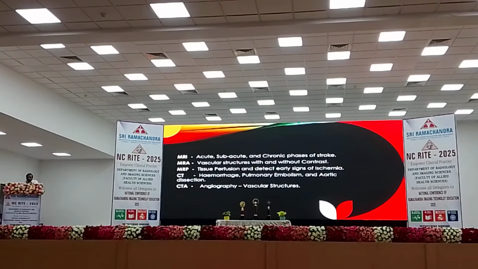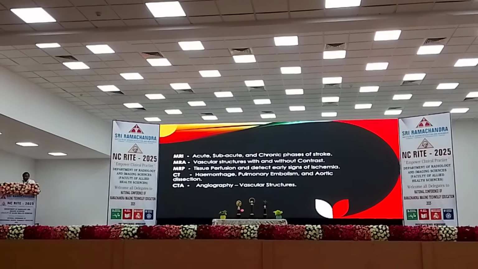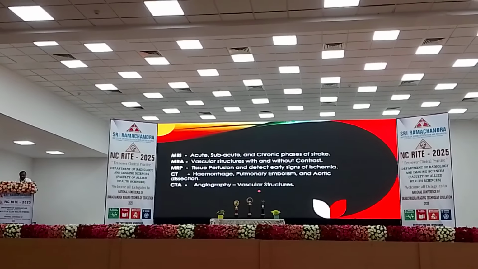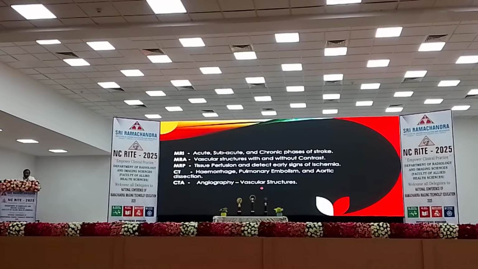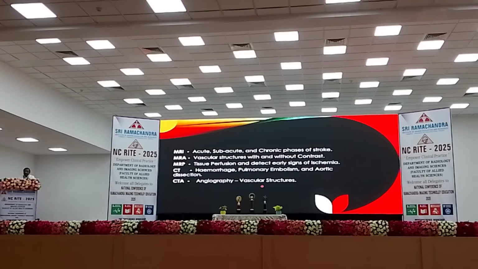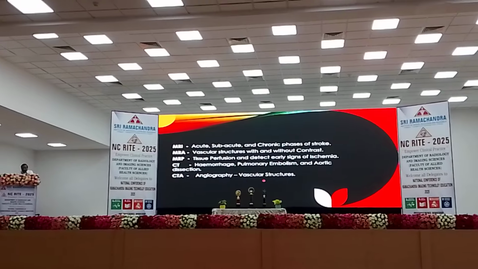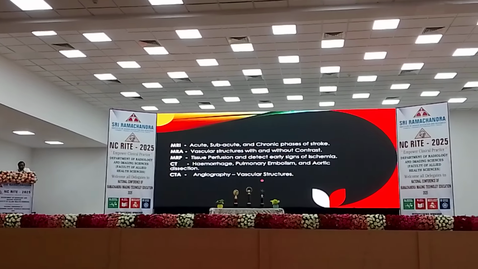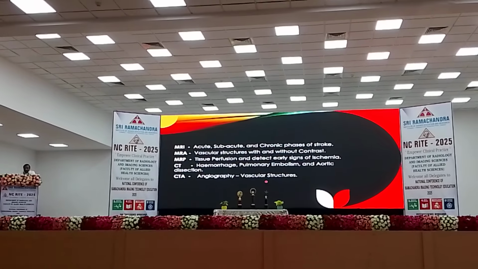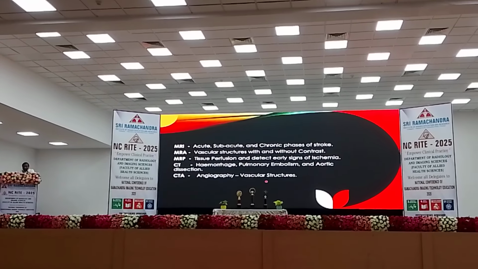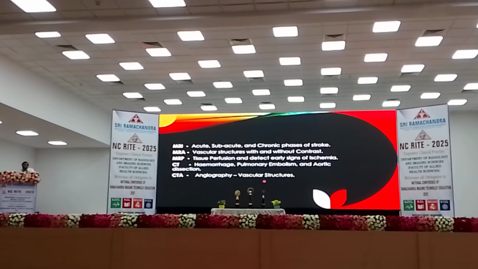In MR, as we said, we look at the acute, subacute, and chronic phases of stroke. We all know that MRA is to see the vascular structures, because with MRA we can see the vascular structures without contrast. And MR perfusion shows tissue perfusion and detects early signs of ischemia. CT shows hemorrhage in the initial stage, and angiography.